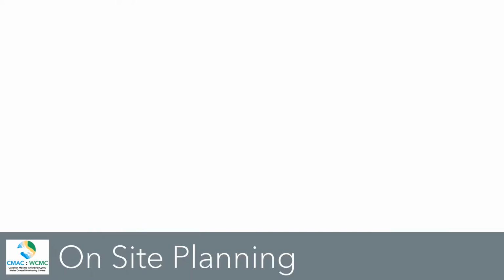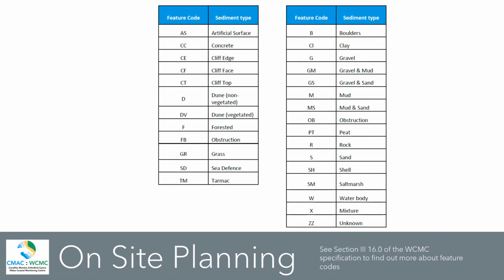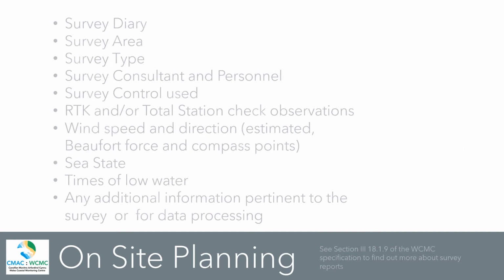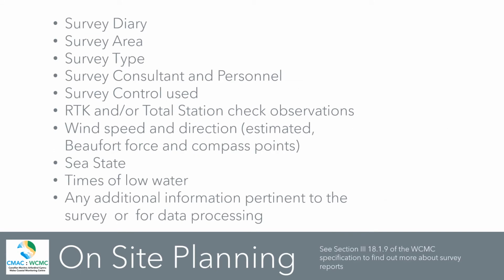Whilst on site, we make sure of the following. Are all surveyors in agreement of the feature code which represents the sediment surface type? You can check section 3.16 of the WCMC specification for reference. Have all surveyors recorded pre and post survey checks to within 30 mm of a control point? Has all the information required for the survey report been collected? See the list here.